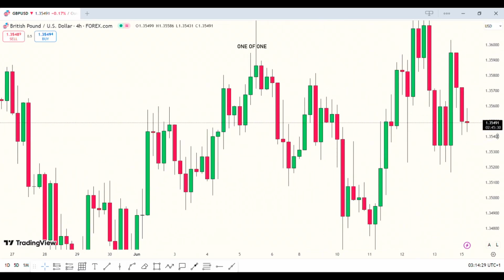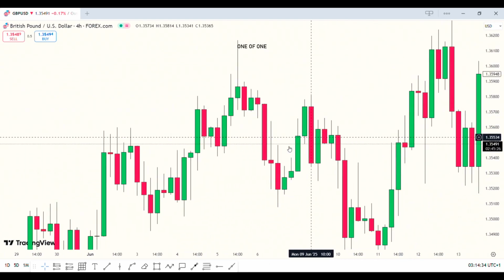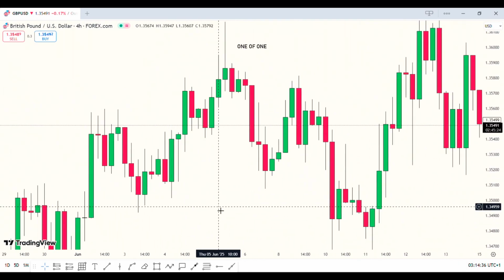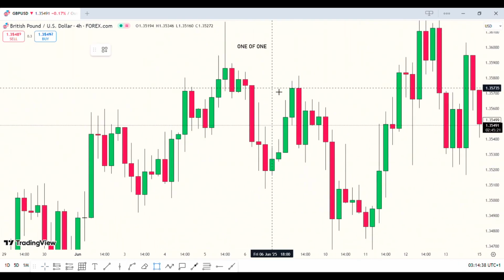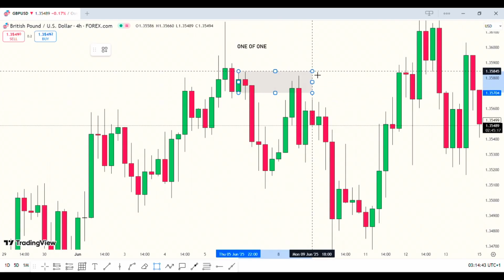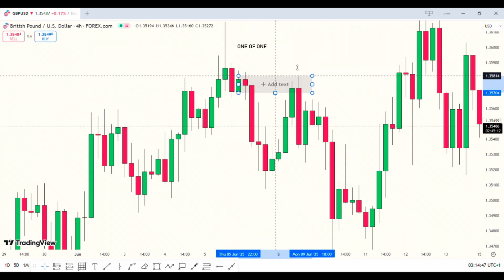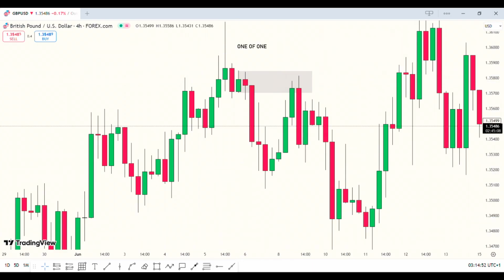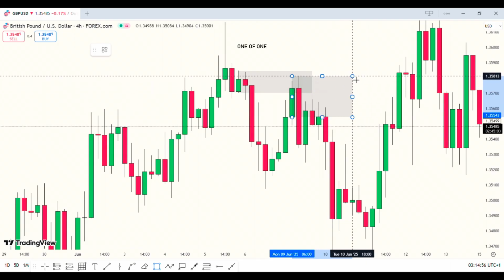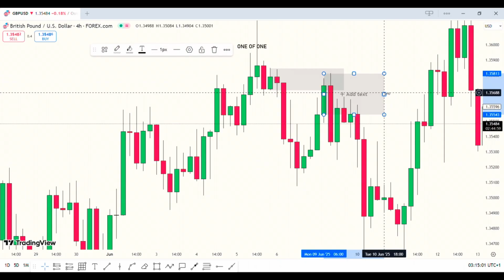So here on this 4 hour time frame, let us talk about this sell here from this other block, and we'll talk about how we can refine it to a single price. Then we are also going to talk about this other block here and how we can refine it to a single price. So let us talk about the first one.